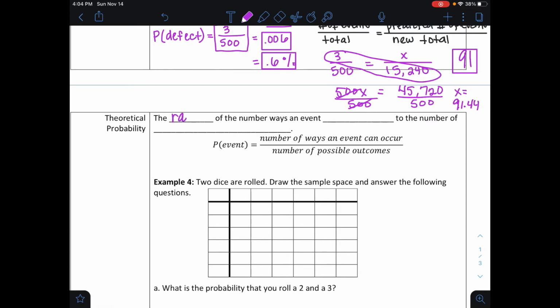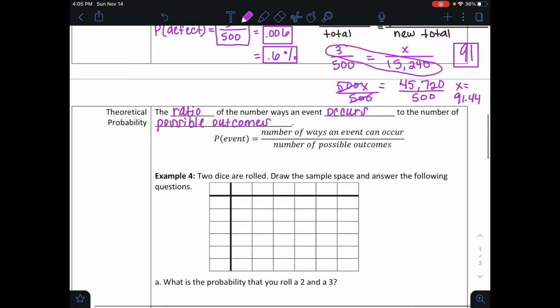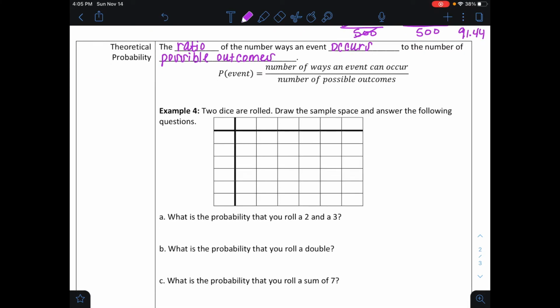All right, so the ratio of the number of ways an event occurs to the number of possible outcomes. Okay, so basically favorable outcomes over total, okay? Favorable outcomes over, I'll write it down. It's the same thing as saying favorable outcomes over total. Okay, that's what this is saying basically.